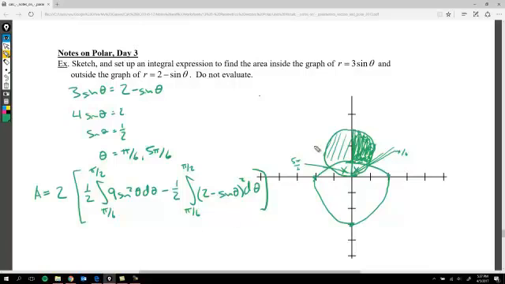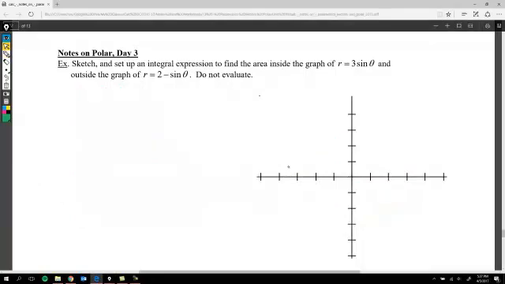Okay, so again, it would have been the exact same thing if you didn't multiply by 2 and went from pi over 6 to 5 pi over 6. But in the next example, it kind of shows you why it's easier to do it this way if you have weird angles. So let's move on.